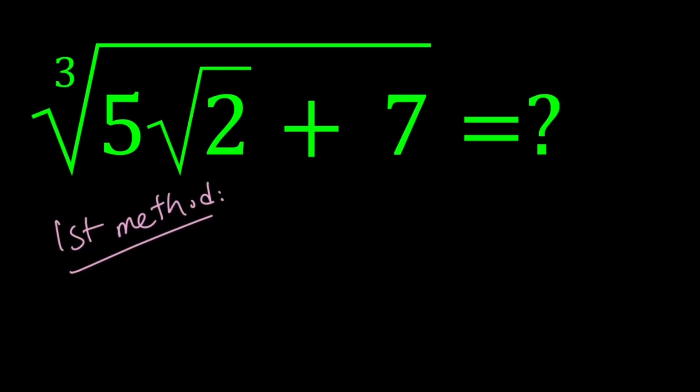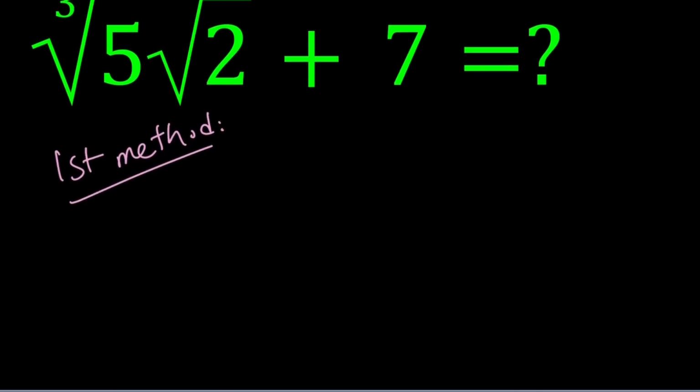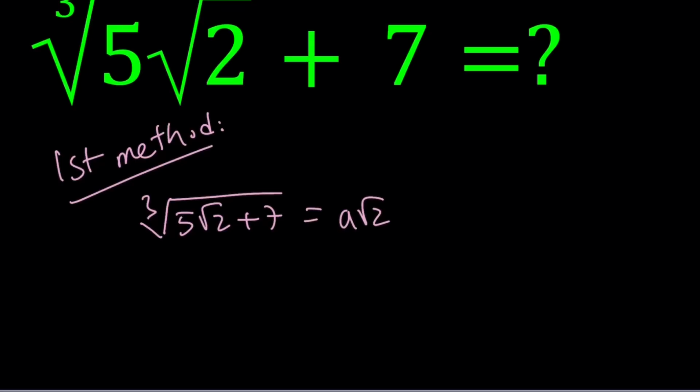So for my first method I'm going to do the following. I'm going to set this expression equal to a root 2 plus b, where a and b are integers. I'm just going to assume a form like this because if I cube something like this, then I should be getting something like the radicand, which is such a weird word. Anyways, if you cube both sides, to keep a long story short, you're going to get something like this.